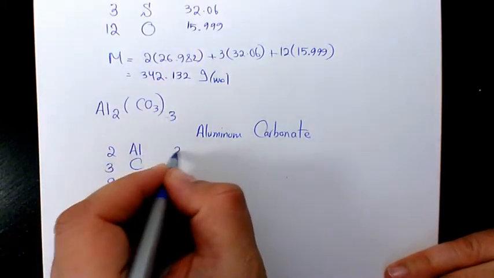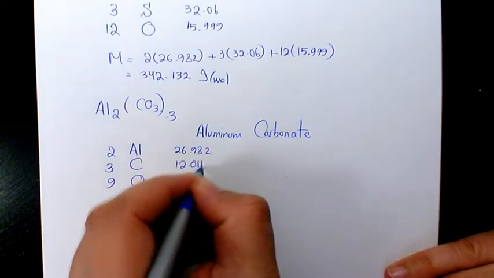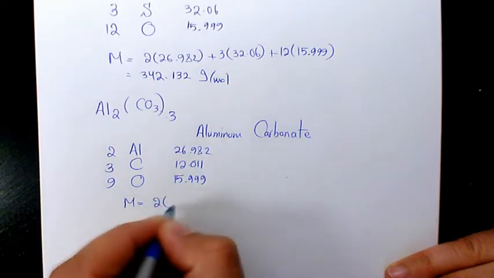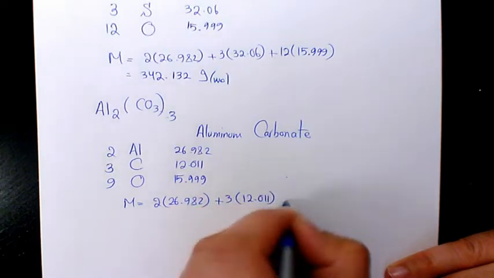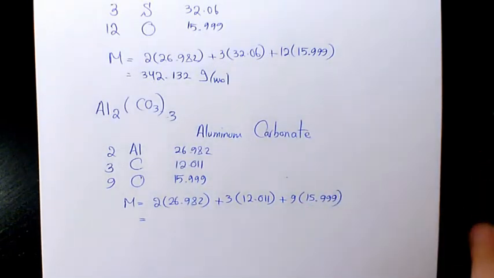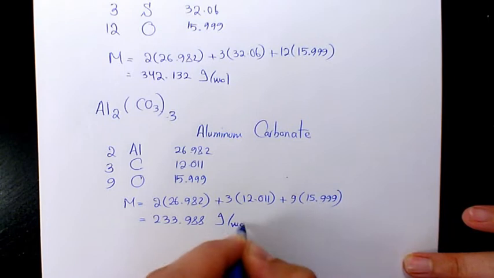Atomic mass of aluminium is 26.982. Atomic mass of carbon is 12.011. Oxygen 15.999. So molar mass is going to be 2 times 26.982 plus 3 times 12.011 plus 9 times 15.999. That's going to be 233.988 grams per mole. So that's aluminum carbonate.